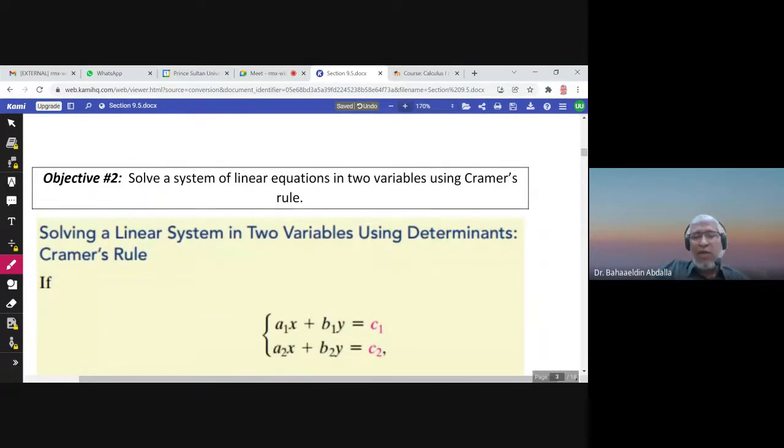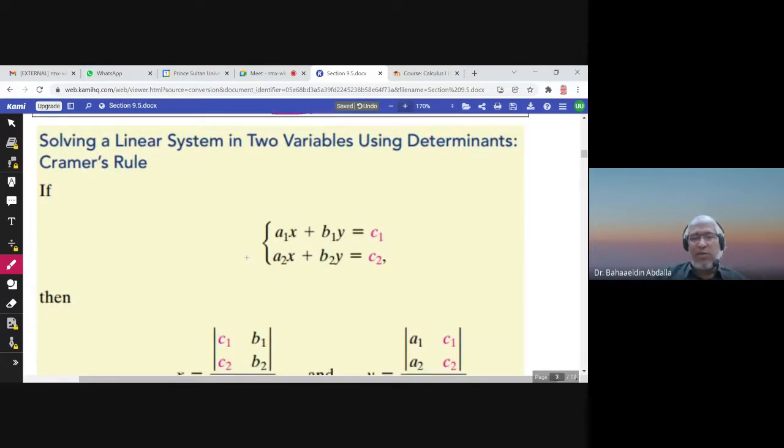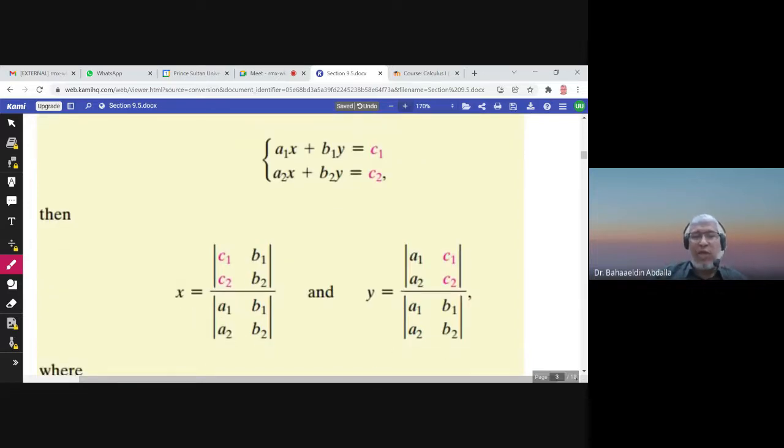Now, we can use the determinants to solve linear systems. The method is called Cramer's rule. So we have a system like this, two equations in two variables. How to solve this system using Cramer's rule? We find three determinants.